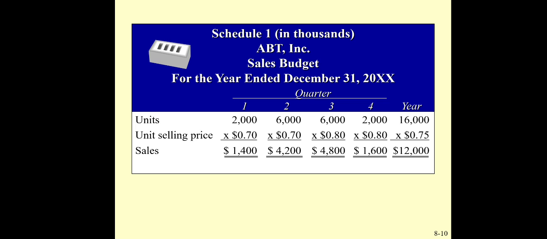Quarter 2, 6 million units of product. Quarter 3 is also 6 million units of product. Quarter 4 is 2 million units of product. So the total units of sales for the year is 16 million units.